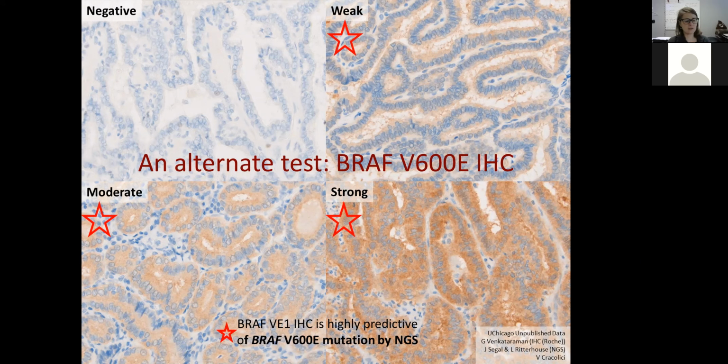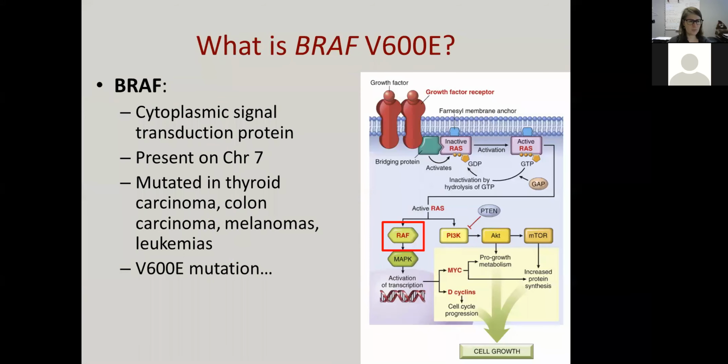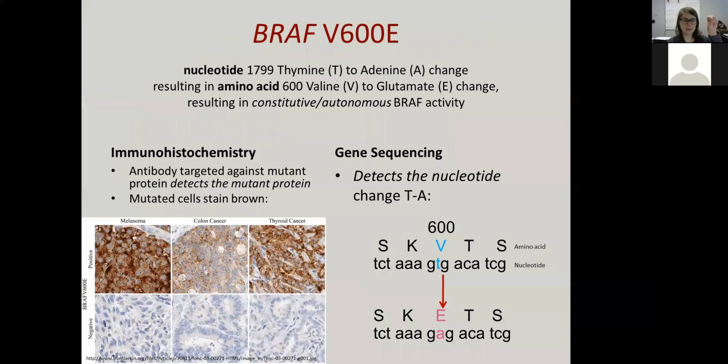So there's now a specific antibody for the BRAF V600E mutant protein that is highly predictive of the mutation being present on sequencing. So we use this here in our institution. I will go very briefly over BRAF V600E, it being a cytoplasmic signal transduction protein, hence we can detect it in the cytoplasm with that specific V600E epitope targeted.